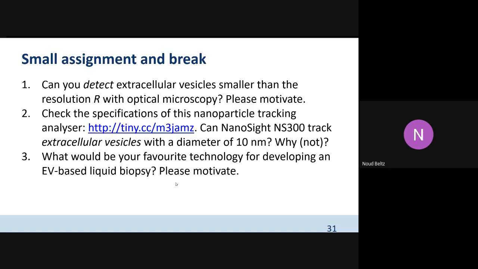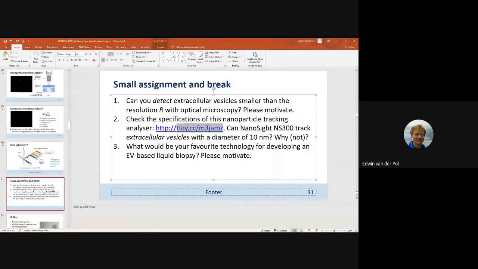Is it an idea to put the link in the chat so we can click? Yeah. Okay. For you, of course, it's not clickable. So that's the link.